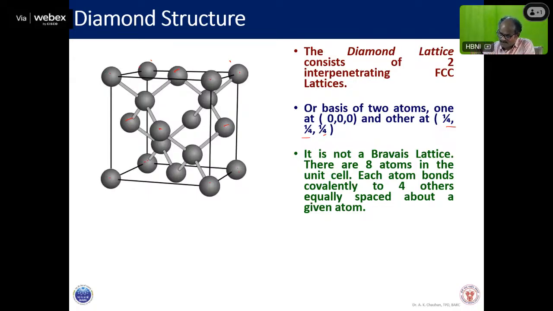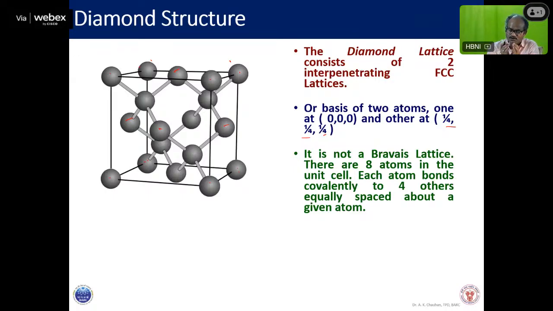Actually, it is not a Bravais lattice. However, there are 8 unit atoms in each unit cell. So how can we say? Suppose now we can call it a basis.